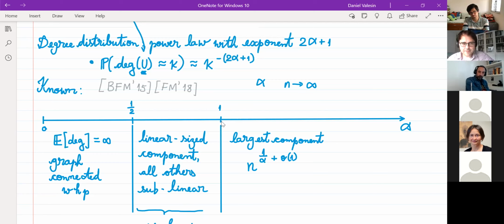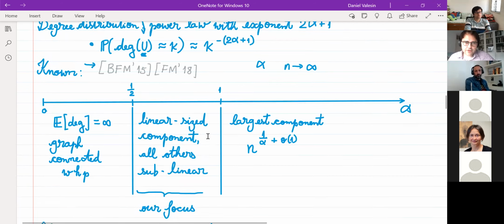If alpha is between a half and 1, then that's the regime where you have a unique linear sized component. So you have a unique component of size of order n, and all other components are sublinear. By the way, these things are proved by this paper. This is Bode, Fountoulakis, and Müller 15, and Fountoulakis and Müller 18. Whereas if alpha is larger than 1, then you have a regime where the components are all sublinear in size.